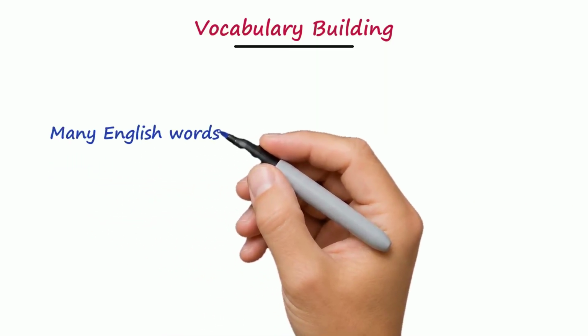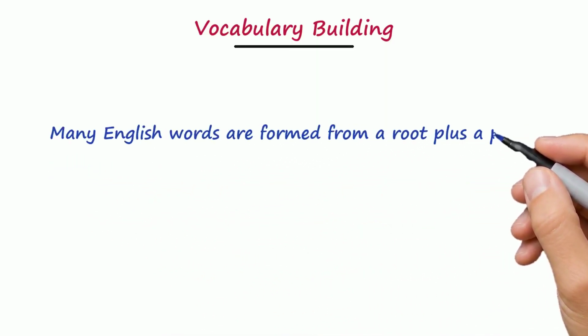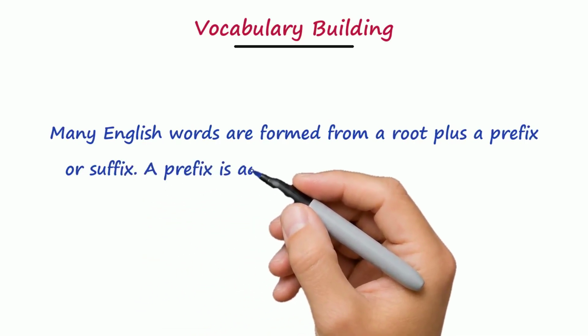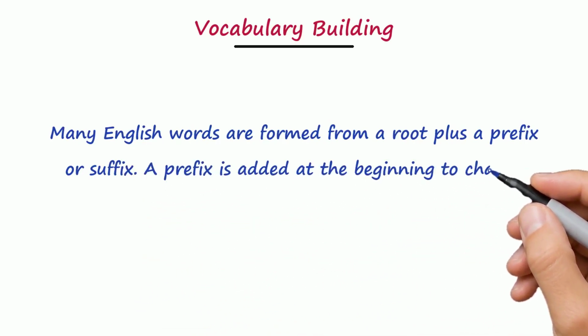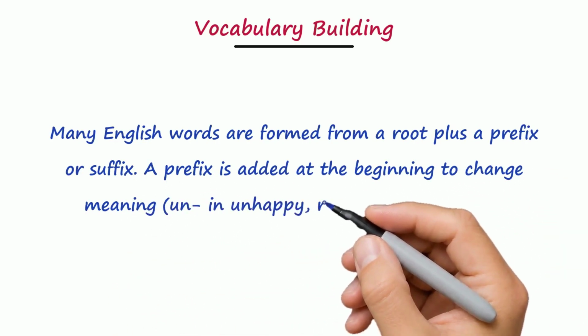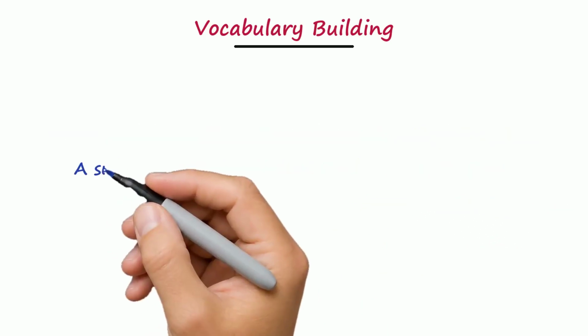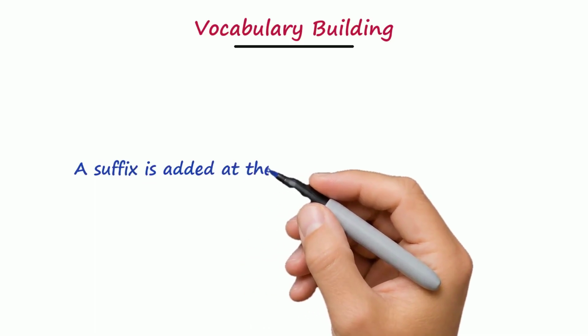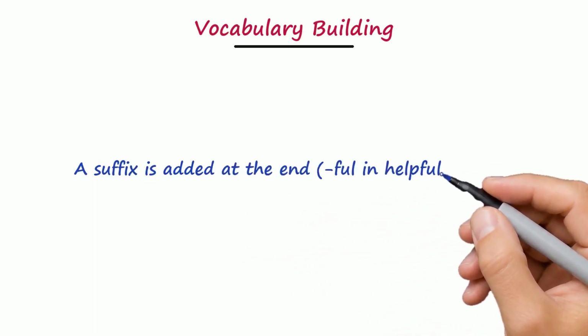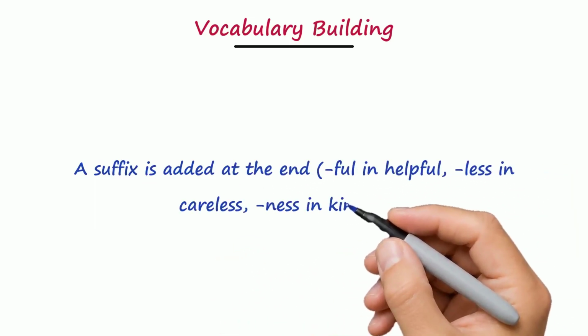Many English words are formed from a root plus a prefix or suffix. A prefix is added at the beginning to change meaning: unhappy, rewrite, disagree. A suffix is added at the end: full and helpful, less and careless, ness and kindness.